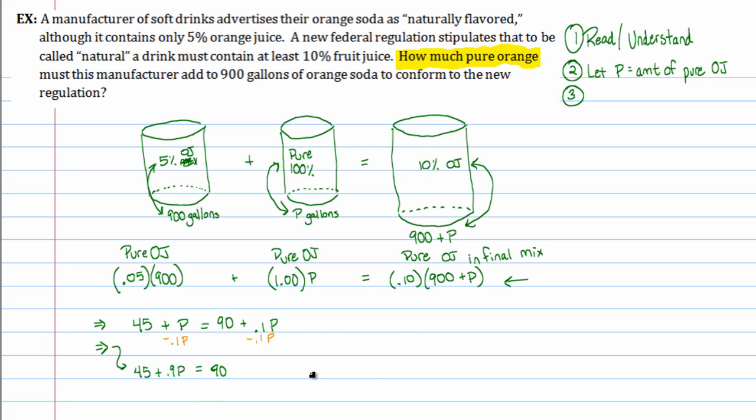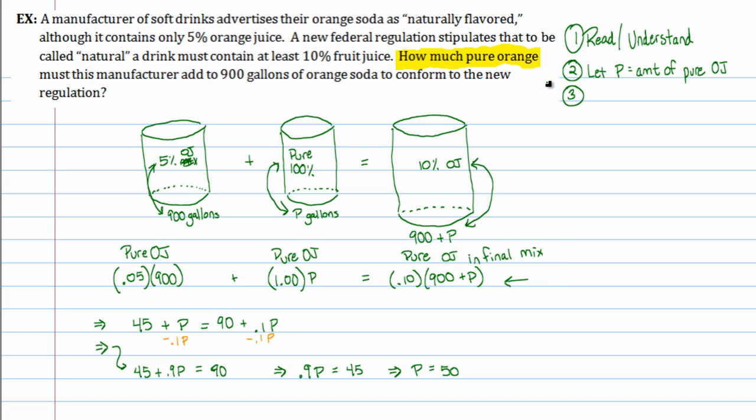Subtract 45 from both sides. So you get 0.9P is equal to 45. And finally, divide both sides by 0.9, and you'll get the following. Let's see, 450 divided by 9, which is 50. All right, so this tells me that P is 50.